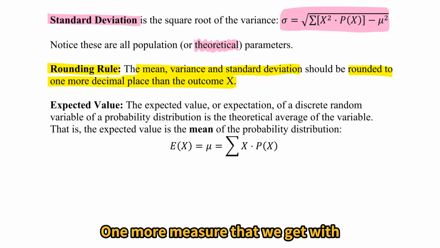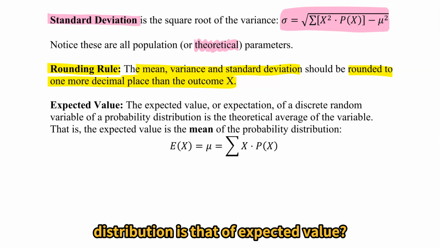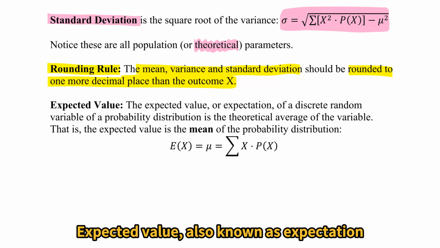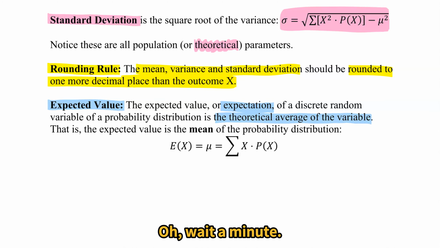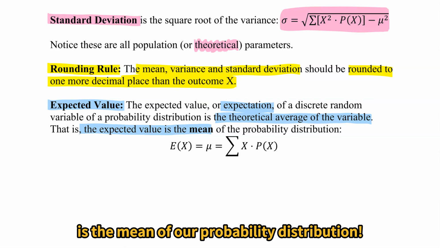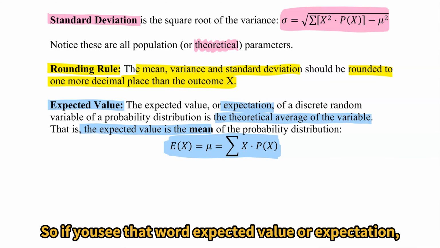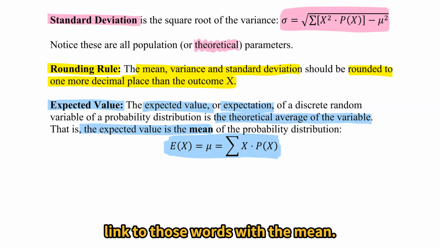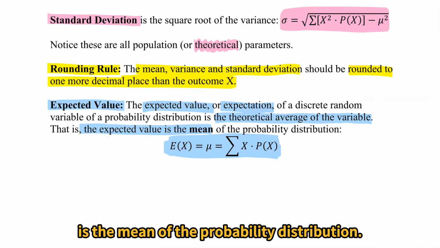One more measure that we get with our discrete probability distribution is that of expected value. Expected value, also known as expectation of a discrete random variable, is the theoretical average of the variable. Oh, wait a minute. That just means that the expected value is the mean of our probability distribution, and we have the exact same formula for our mean as we will for expected value. So if you see that word expected value or expectation, link those words with the mean. They mean the same thing. Expected value or expectation is the mean of the probability distribution.